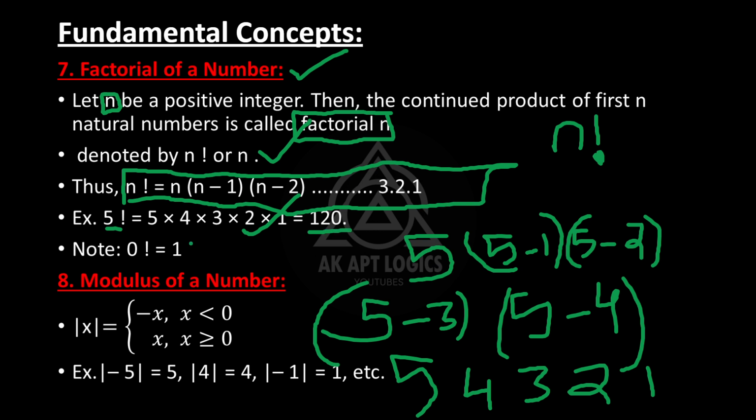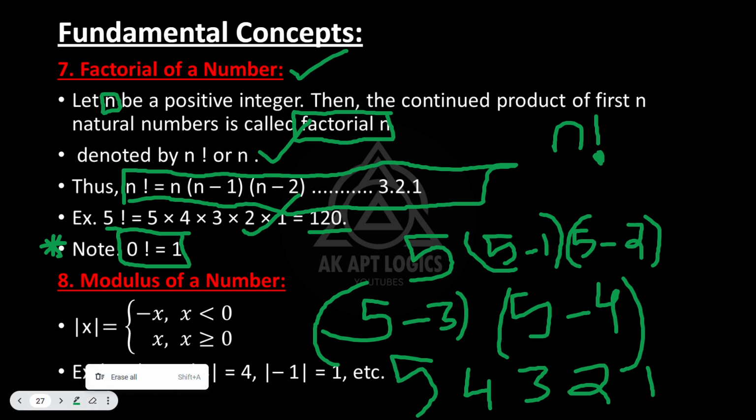And remember this thing: 0 factorial is always 1. This is the important point you should remember. 0 factorial is always equal to 1. This is a star point, meaning it is very important. Remember this point while solving problems, as you may get confused. So the next topic is the modulus of a number.